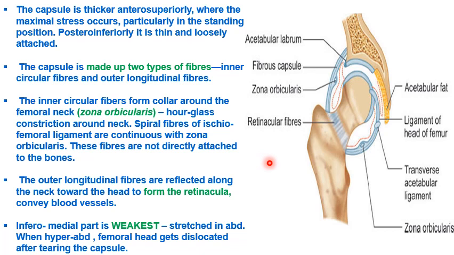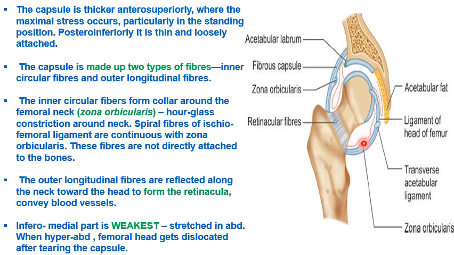Now coming to a little more of the articular capsule. This capsule is thicker anterosuperiorly, where the maximal stress occurs, particularly in standing position. Posteroinferiorly, it is thin and loosely attached. So the capsule fibers are of two types.